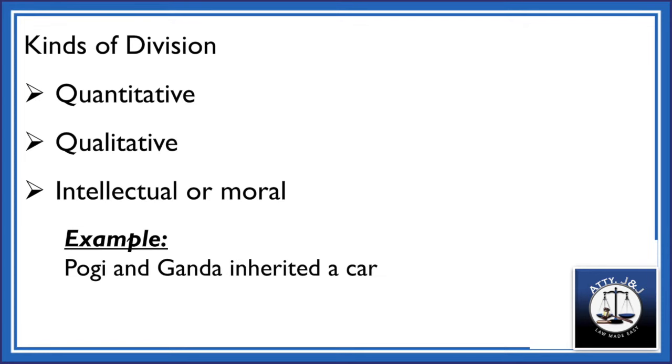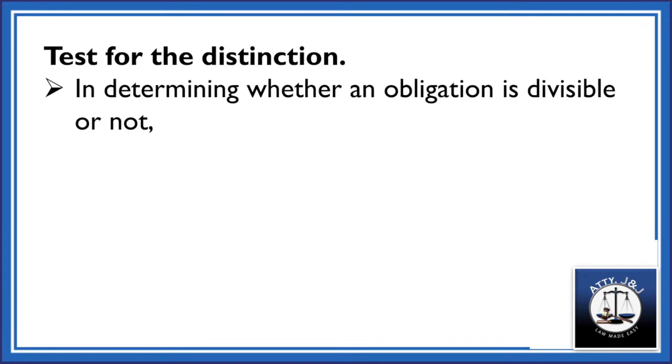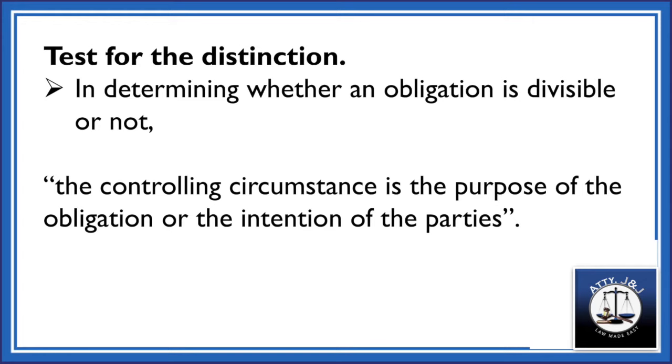Okay? So, meron tayong test for the distinction. Ito daw, in determining whether an obligation is divisible or not, sa pagtukoy kung ang isang obligasyon ay divisible or hindi, the controlling circumstance is not the possibility or impossibility of partial prestation, but the purpose of the obligation or the intention of the parties. Okay? So, yung controlling circumstance is yung purpose ng obligation talaga. Kung ano yung intention ng parties. Is it for to be divisible obligation ba or para maging indivisible obligation talaga?